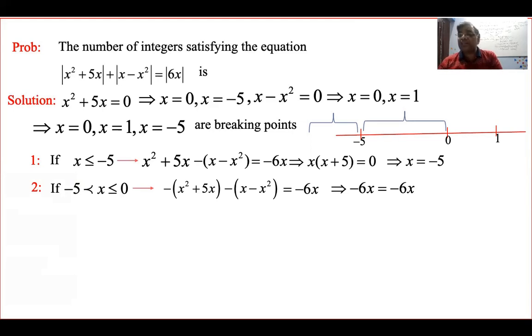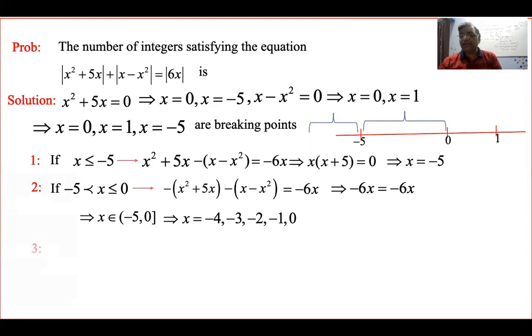But he is asking only integral solutions. Therefore, you see only the integers from minus 5 to 0. Minus 5 is already included in the first case. Therefore, it is minus 4, minus 3, minus 2, minus 1, and 0 also. Okay. So in the second case, that is from minus 5 to 0, we found 5 solutions: minus 4, minus 3, minus 2, minus 1, and 0.